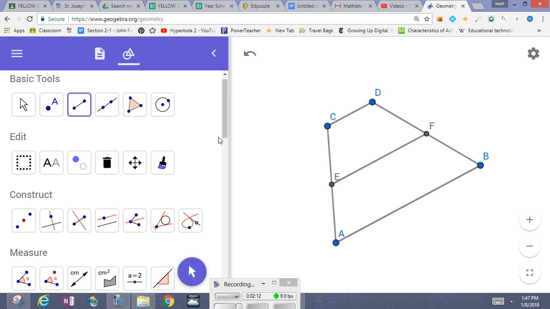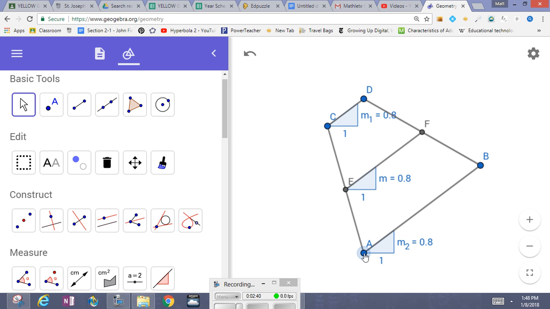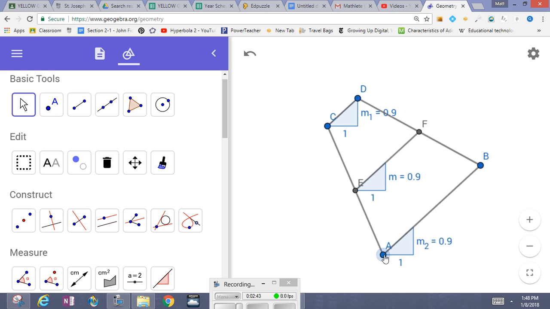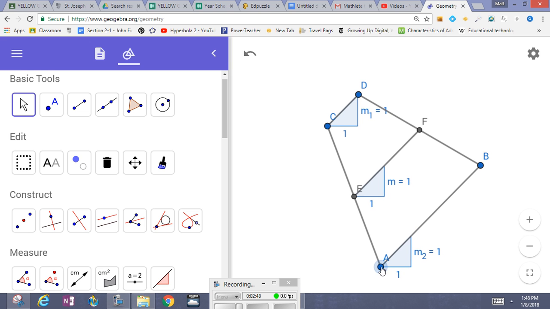Now, the theorem that we're concerned with here says the mid-segment of the trapezoid is parallel to each base, so we'll check for that by measuring its slope. The slope here is a half, and the slope there is a half, so that confirms it. And if I manipulate this in any which way, we're seeing that the slopes are remaining equal. So that confirms that the mid-segment is parallel to each of the bases.